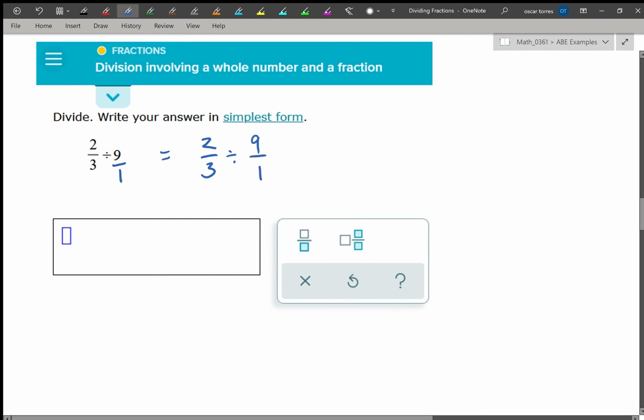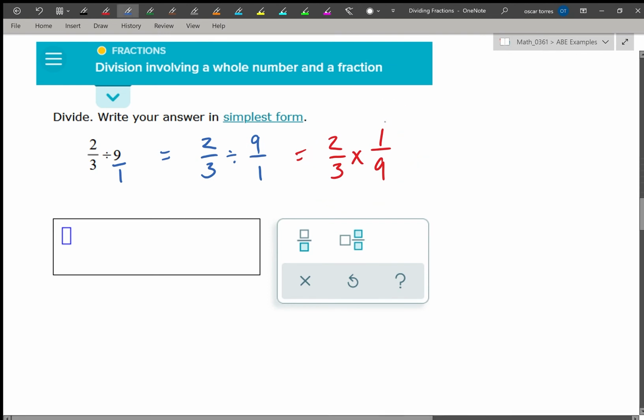Now that we have the original expression rewritten, we can follow the same pattern as before. We're going to leave this first fraction alone, so it's going to stay 2 over 3. We're going to change the division sign to a multiplication sign, and now we're going to flip this fraction around, so it's going to become 1 over 9. This is the proper setup to work the problem out.